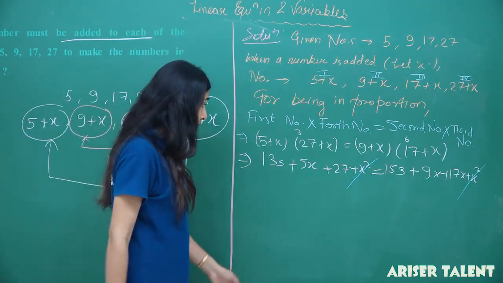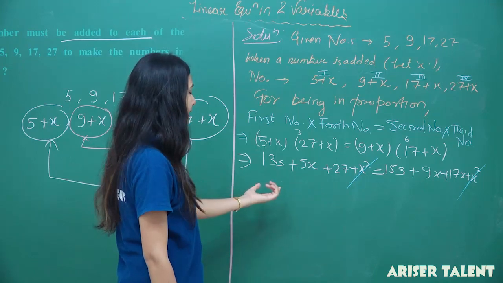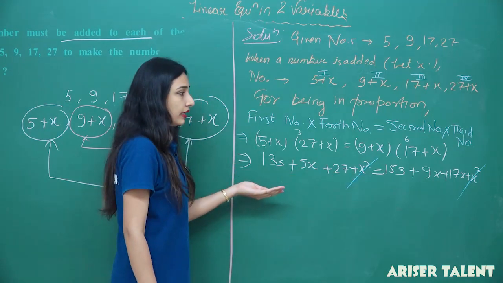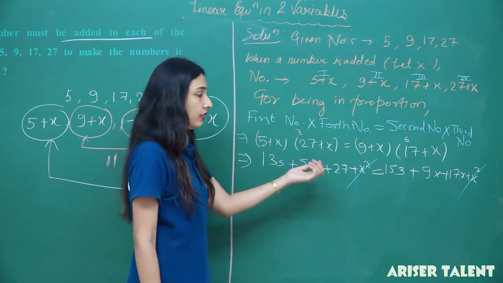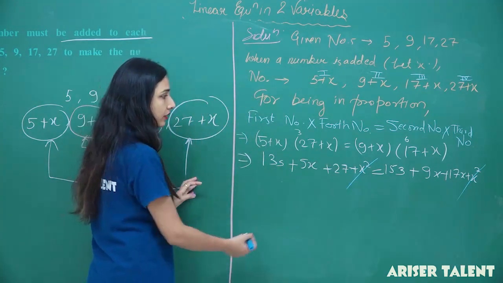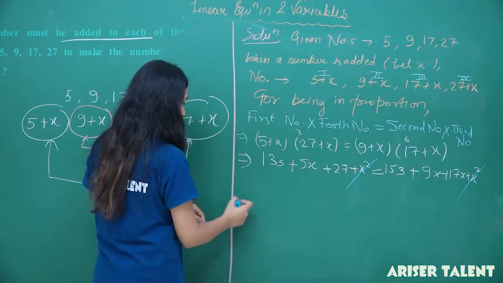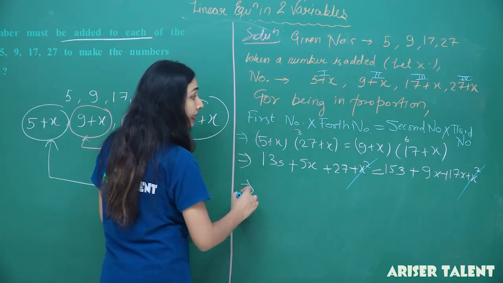Now what can I do? I'll just bring x to one side and the constants to the other side. So that will become easier. So that is 17x and that is 9x.